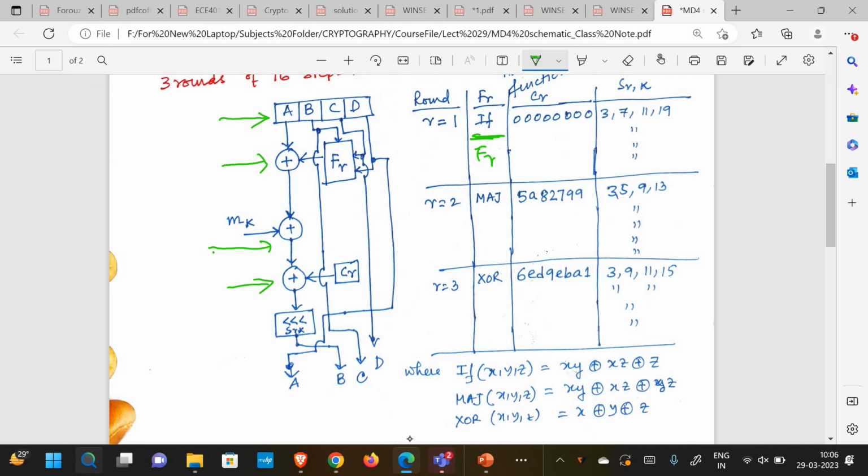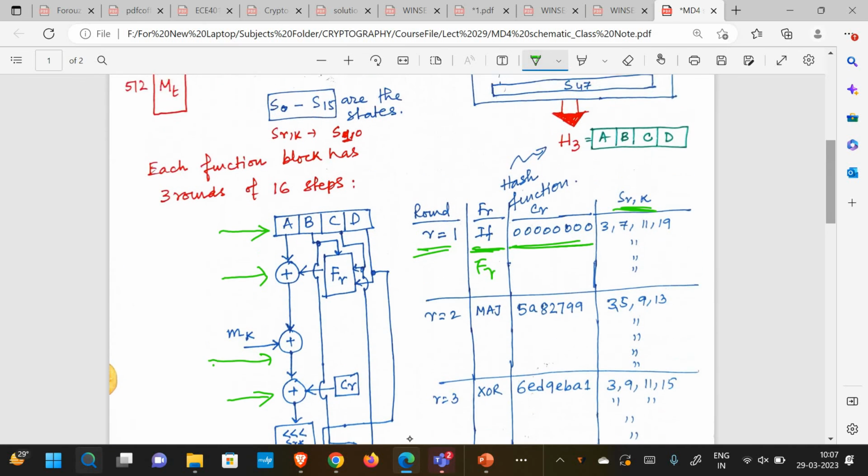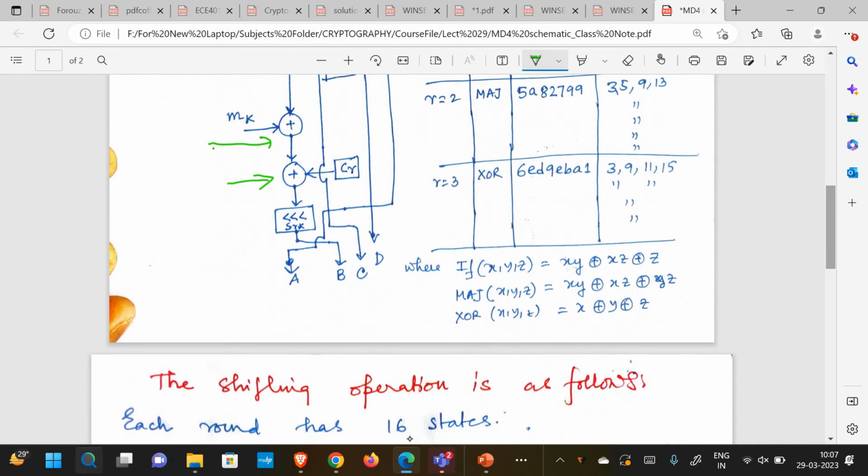When we are considering round 1, the predefined CR for that particular round will be all zeros. So this is basically for round 1, the schemes that we are associated with. And similarly, this SRK that you are looking at is basically shifting right by the number of bits.